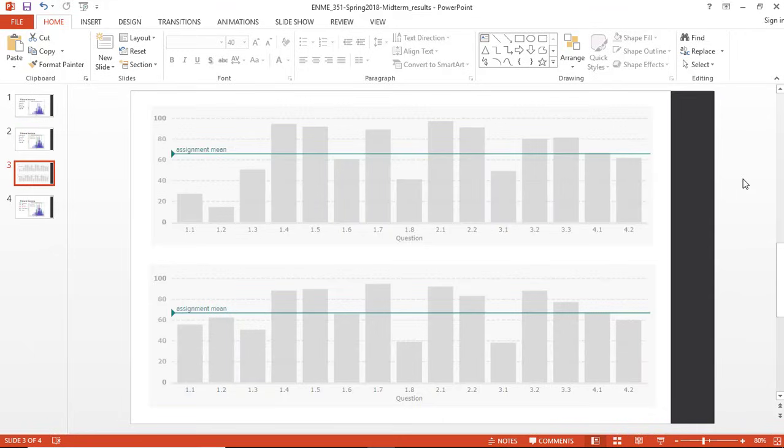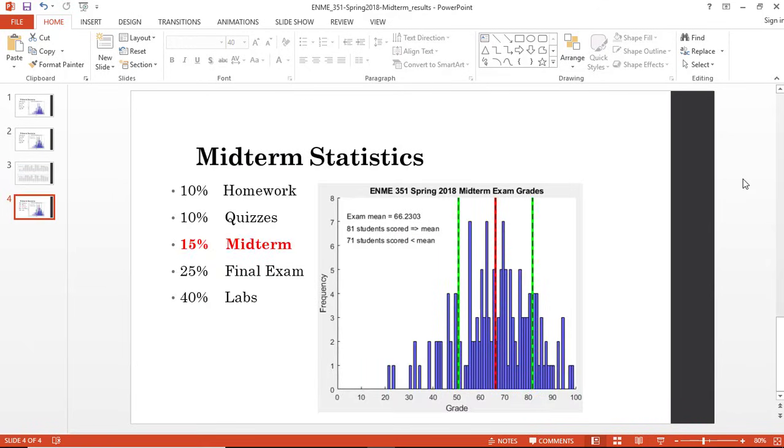Here's the breakdown by problem. Problem 1 was all the multiple choice and short answer questions. Question 2 was a digital logic, had a truth table and a logic circuit. Question 3 was a Fourier series question, and question 4 was basically building a circuit with the Arduino and developing some code. So as a reminder, the midterm was worth 15% of your course grade.